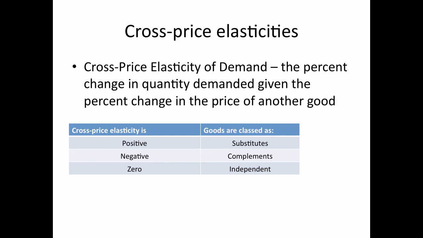If the cross-price elasticity is negative, we classify goods as complements. And if the cross-price elasticity of demand is 0, we say that the goods are independent goods, that the demand for one good doesn't depend on the price of the other independent good.